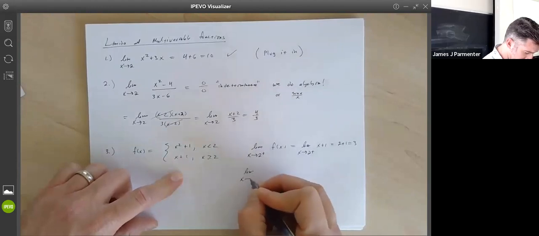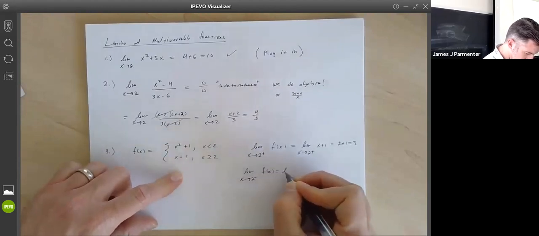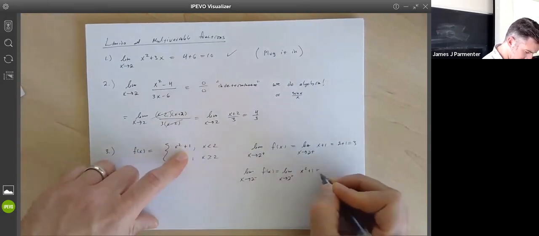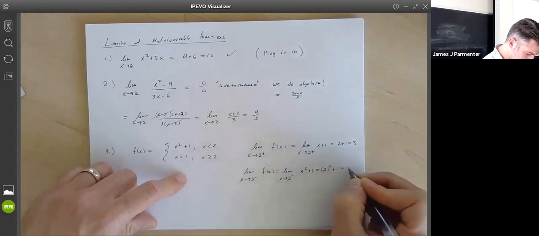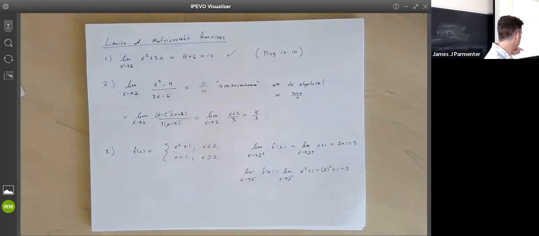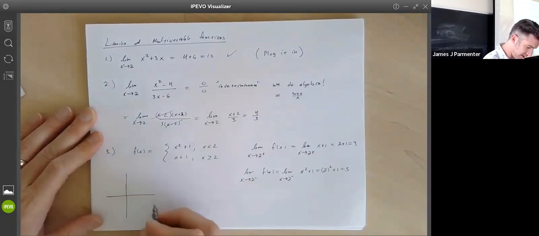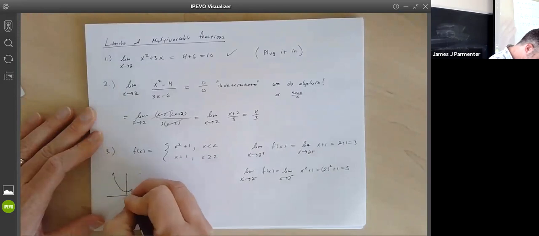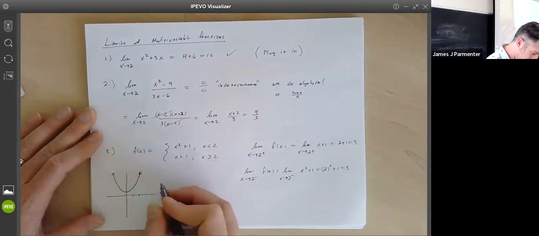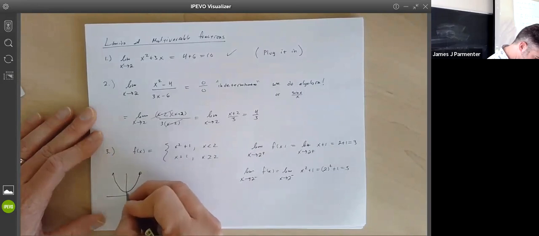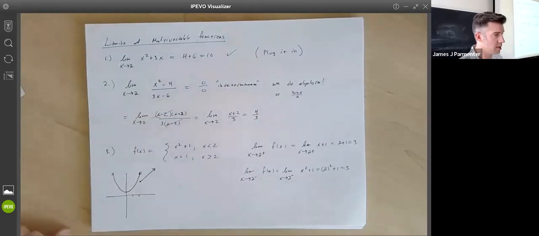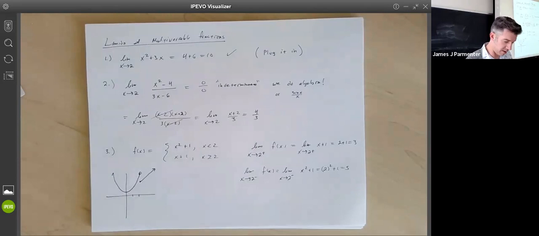Versus the limit as x approaches 2 from the left. That's going to be the limit as x approaches 2 from the left of x squared plus 1. If I plug in 2, I'm going to get 2 squared plus 1, which is 5. And since the left and the right hand limit don't equal the same thing, the limit doesn't exist, right? What we have here is a situation where the left hand side is doing this, and the right hand side is doing something like this. Limit does not exist. The left and right hand side aren't getting close to the same value.